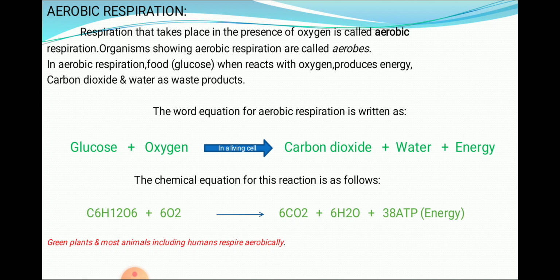And the chemical equation for this reaction is C6H12O6 plus oxygen gives us carbon dioxide plus water H2O plus 38 molecules of ATP, that is adenosine triphosphate, that is energy. Green plants and most animals, including humans, respire aerobically.